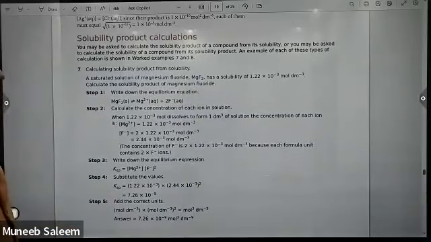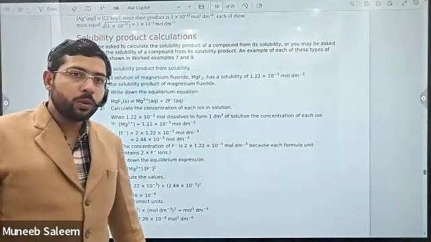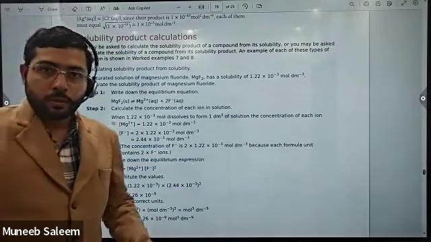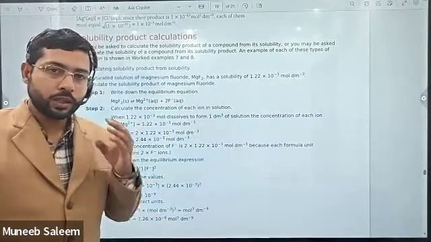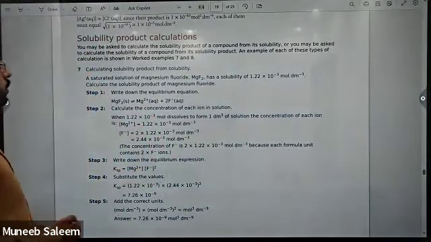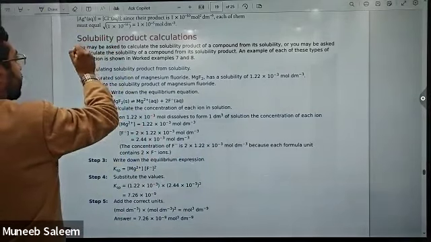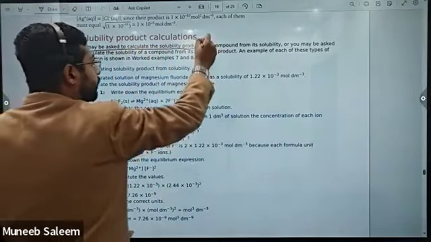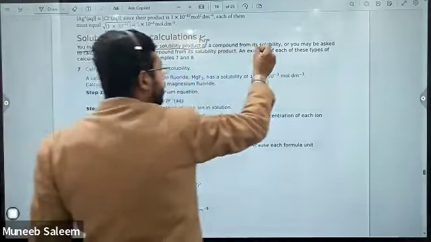The solubility product calculation means we have to find the value of KSP or the concentrations of the ions. We will go through different examples which will cover these two points, the calculation of KSP and the calculation of the concentration of ions. You may be asked to calculate the solubility product of a compound, which means calculation of KSP from its solubility.